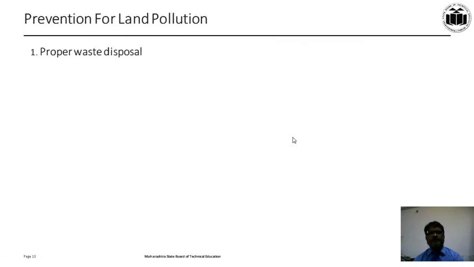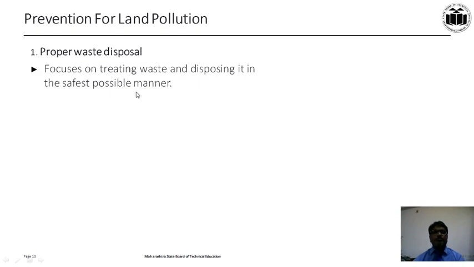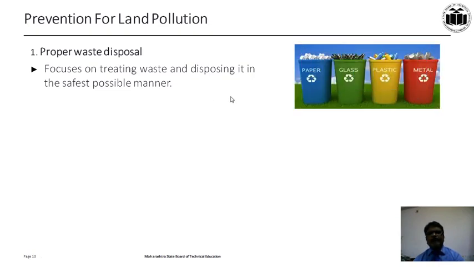Then, how to prevent land pollution? Because land pollution has various impacts on the environment and public health, it is very necessary to prevent it. Land pollution is prevented by various methods. The first method is proper waste disposal. Whatever waste is generated should be scientifically disposed of. In this way, we can prevent land pollution.